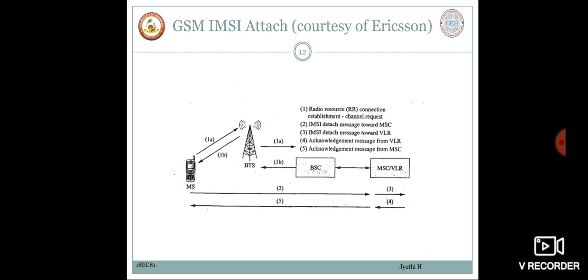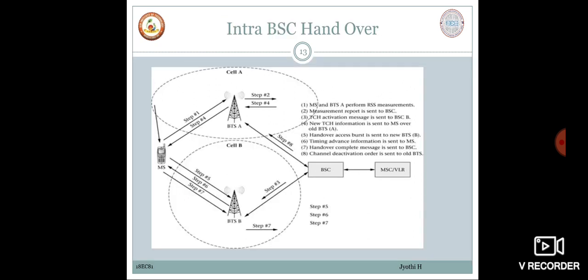So, the signaling used to perform the IMSI attach is basically identical to the normal location updating. Next one is the periodic location updating, which is used to prevent the unnecessary use of network resources such as paging a detached MS. So, next is going to be the intra BSC handover.